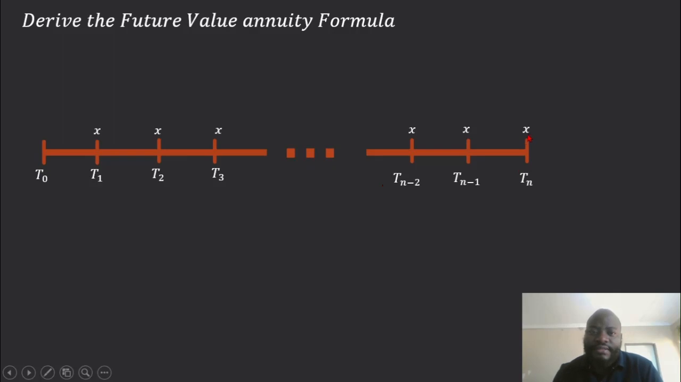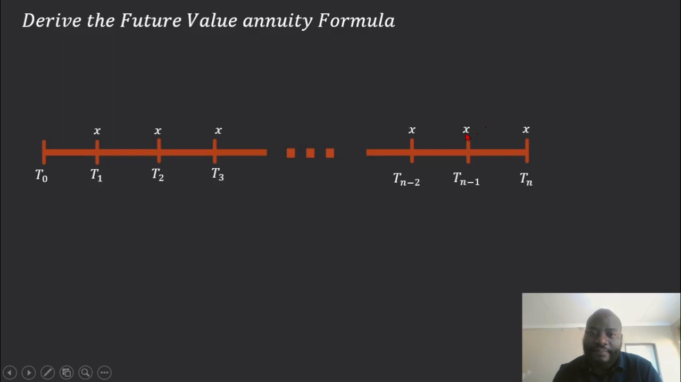The very last payment is going to be in the account only for a second because it's not going to earn interest. So the day we deposit the last payment is the day we are going to check the value in the account.